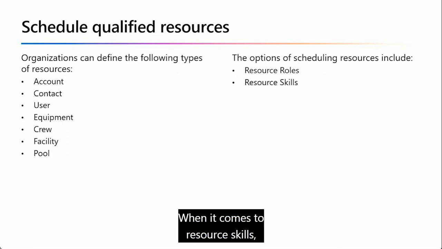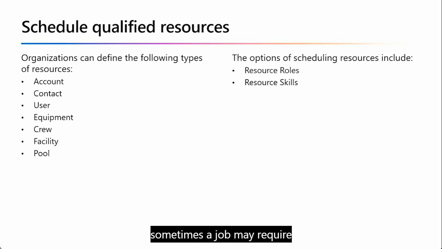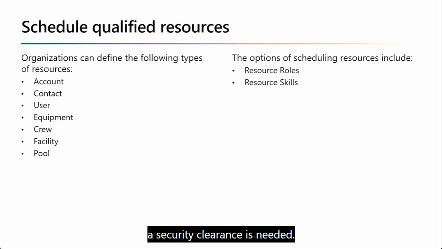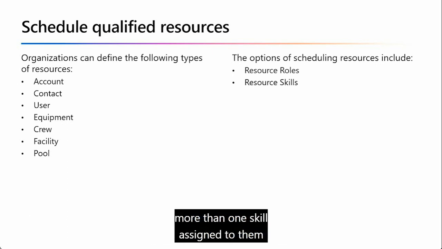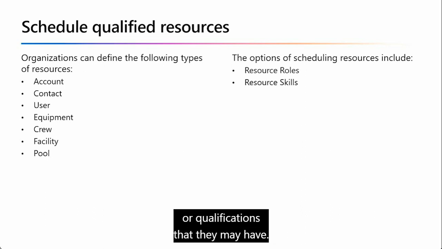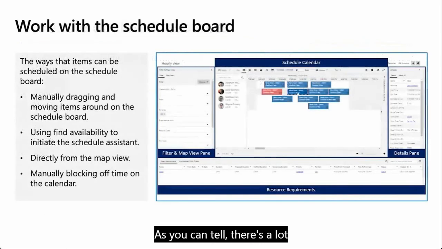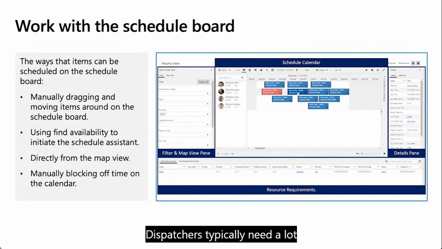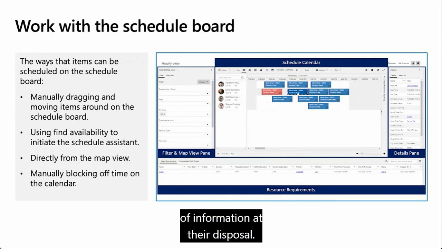When it comes to resource skills, sometimes a job may require a certain level of building access, or in some cases a security clearance is needed. Your technicians will likely have more than one skill assigned to them based off any certifications or qualifications that they may have. And as you can tell, there's a lot more that goes into scheduling than simply seeing who's free at that time. Dispatchers typically need a lot of information at their disposal.